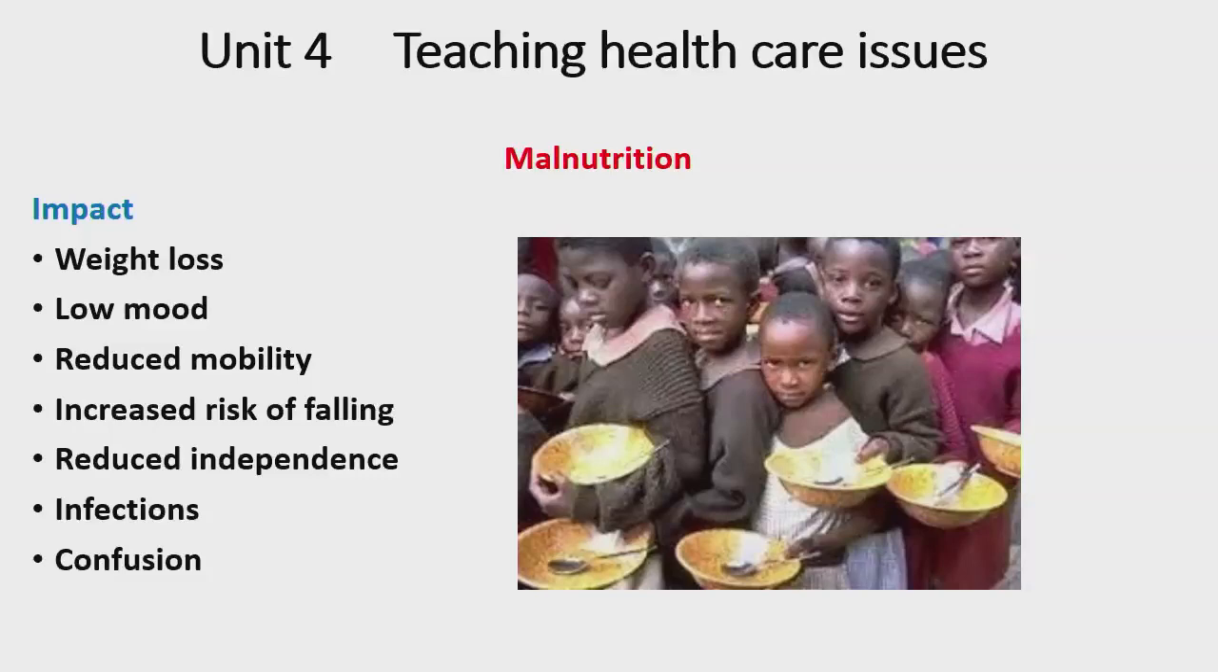So one of the big things is weight loss, low mood, reduced mobility. So mobility means to be able to move around, an increased risk of falling, a reduced independence, infections, and confusion. So this would be the severe impacts of malnutrition.